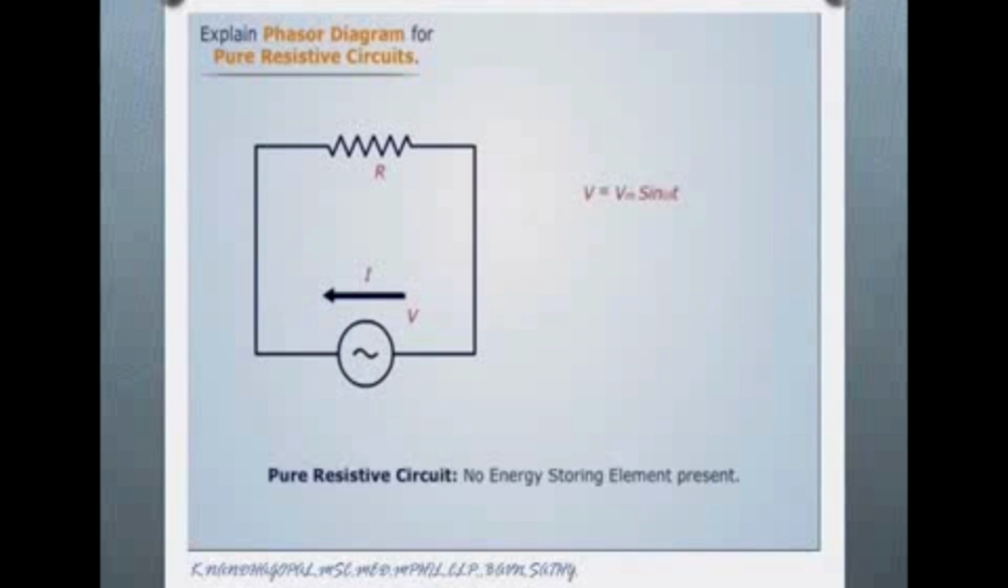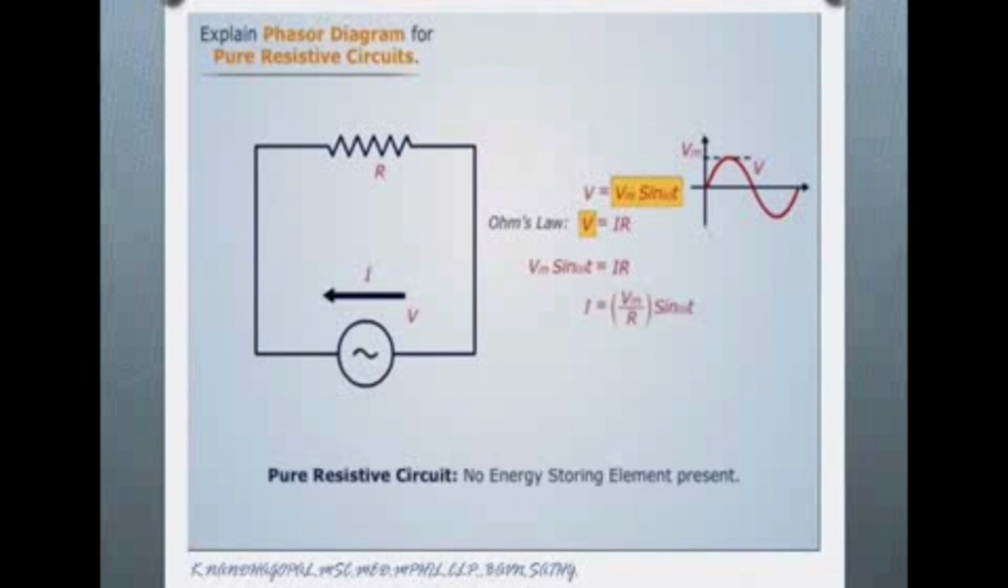So V equal to Vm sin omega t at any instant of time is the voltage. We have to calculate the flow of current. This is the voltage, V equal to Vm sin omega t. V equal to IR according to Ohm's law. So here we have Vm sin omega t, and V is also V. Comparing these two equations, V equal to IR.